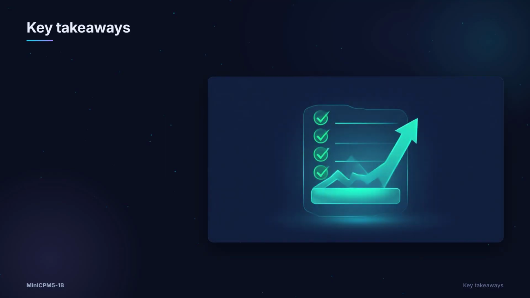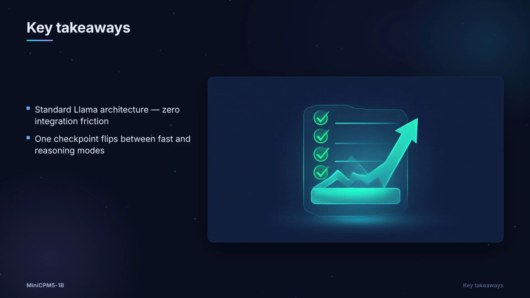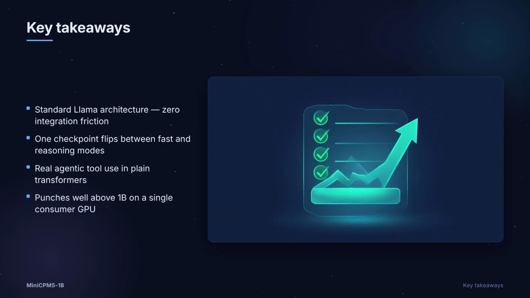So, what should you walk away with? 4 things. First, the standard Llama architecture means 0 integration friction. If your stack runs Llama, it runs this. Second, 1 checkpoint flips between a fast assistant and a careful reasoner with a single flag, so you don't manage 2 models. Third, real agentic tool use works in plain transformers, with a production path through SGLang when you need it. And fourth, this model punches well above its 1 billion parameter weight class, all on a single consumer GPU. Compact, capable, and practical, that's MiniCPM5-1B.